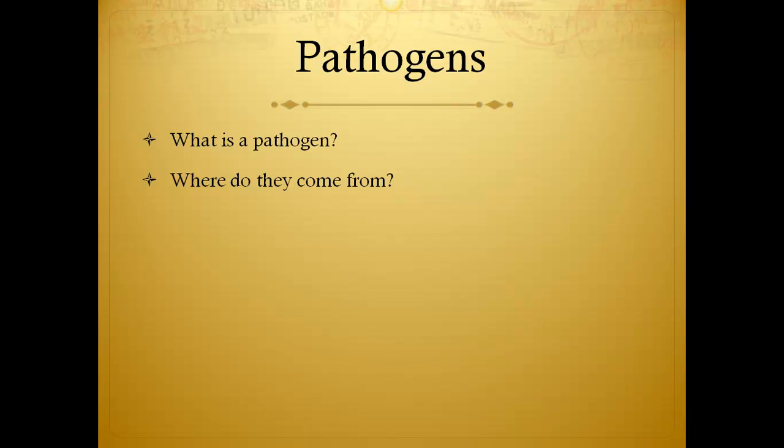So what's a pathogen? A pathogen is a disease-producing microorganism, a microorganism capable of causing disease. Where do they come from? Well, everywhere. Our cell phones, our keyboards, the faucet.